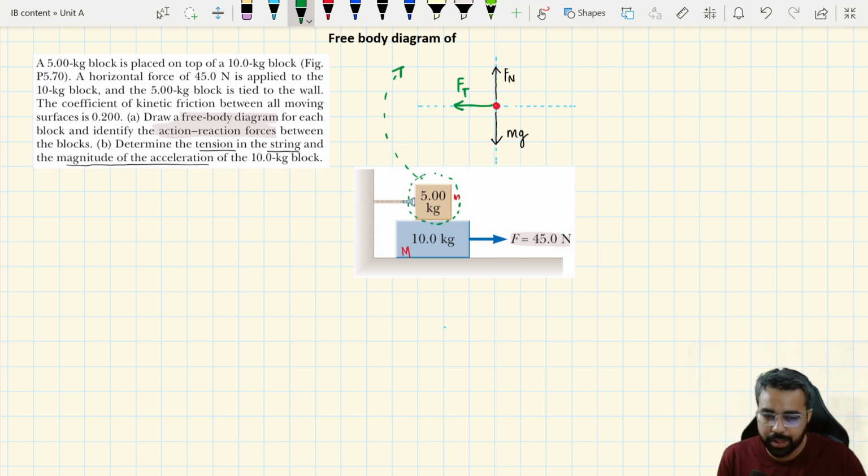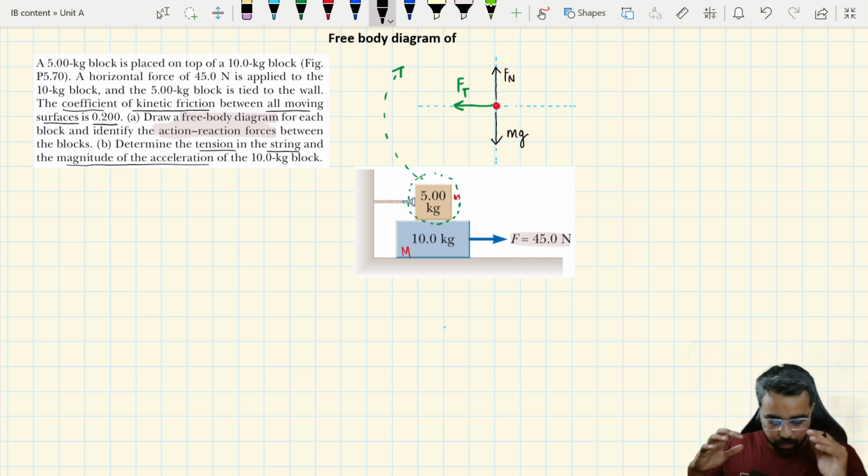So is there a force of friction? Yes, this is a force of friction because they say in the question that the coefficient of kinetic friction, or the dynamic friction, between all moving surfaces is 0.200. It means that not only the two blocks have their own force of friction, but also there is a force of friction between the lower block and the ground.